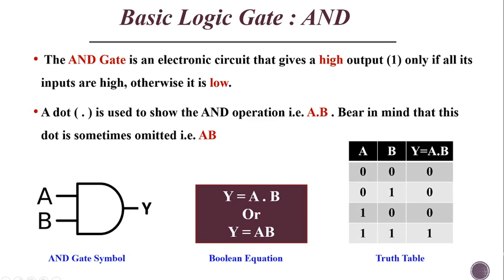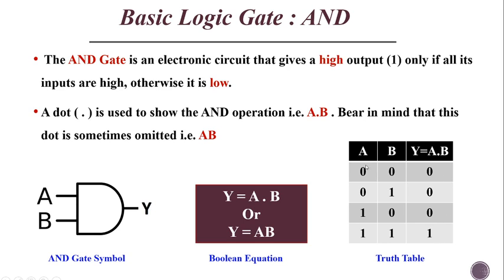Here is the truth table that represents the operation of this AND gate, which also represents the relation between the input and the output. Here A and B are the inputs to the AND gate, and the third column represents the output, that is Y equal to A and B. All the possible combinations are presented here. When inputs A and B are 0 0, output will be 0. If A is 0, B is 1, then output will be 0. If A is 1, B is 0, again output will be 0, and when both inputs are equal to 1, then output will be 1.